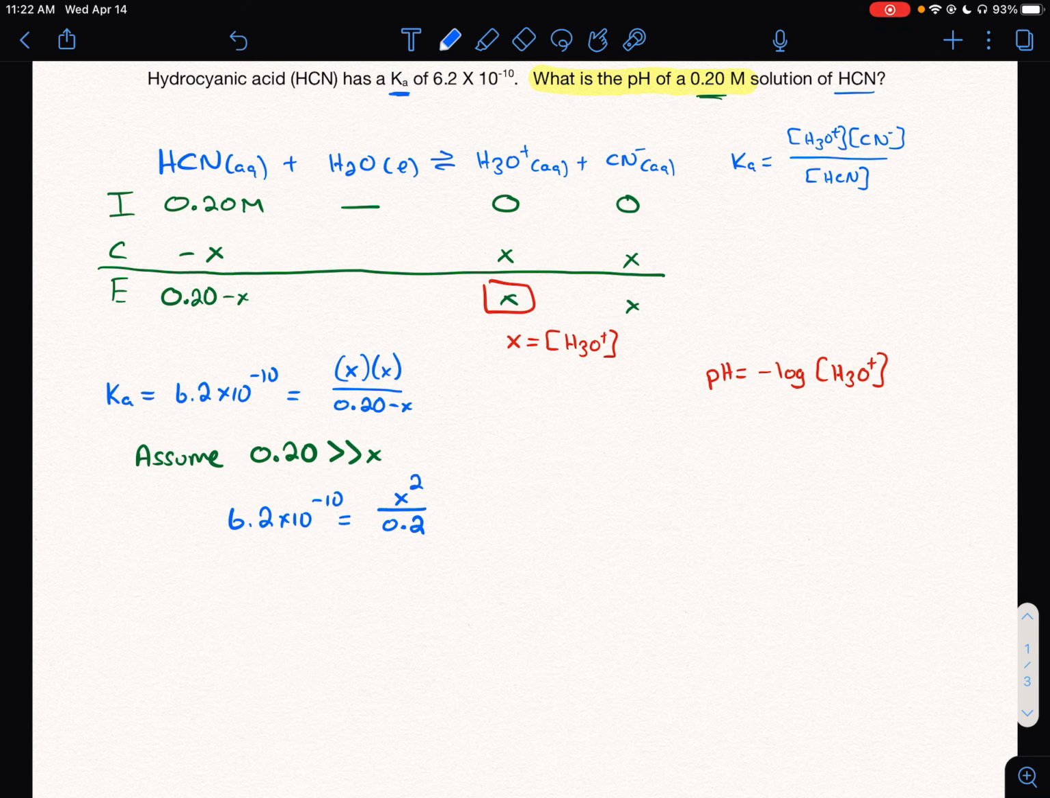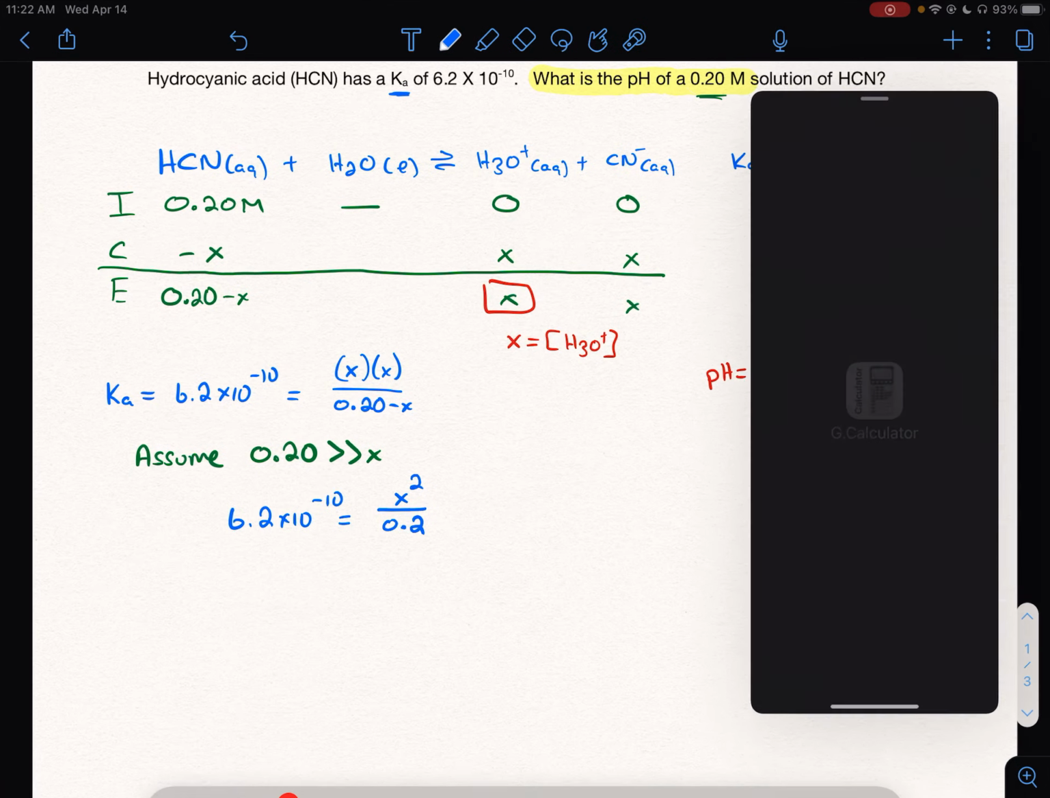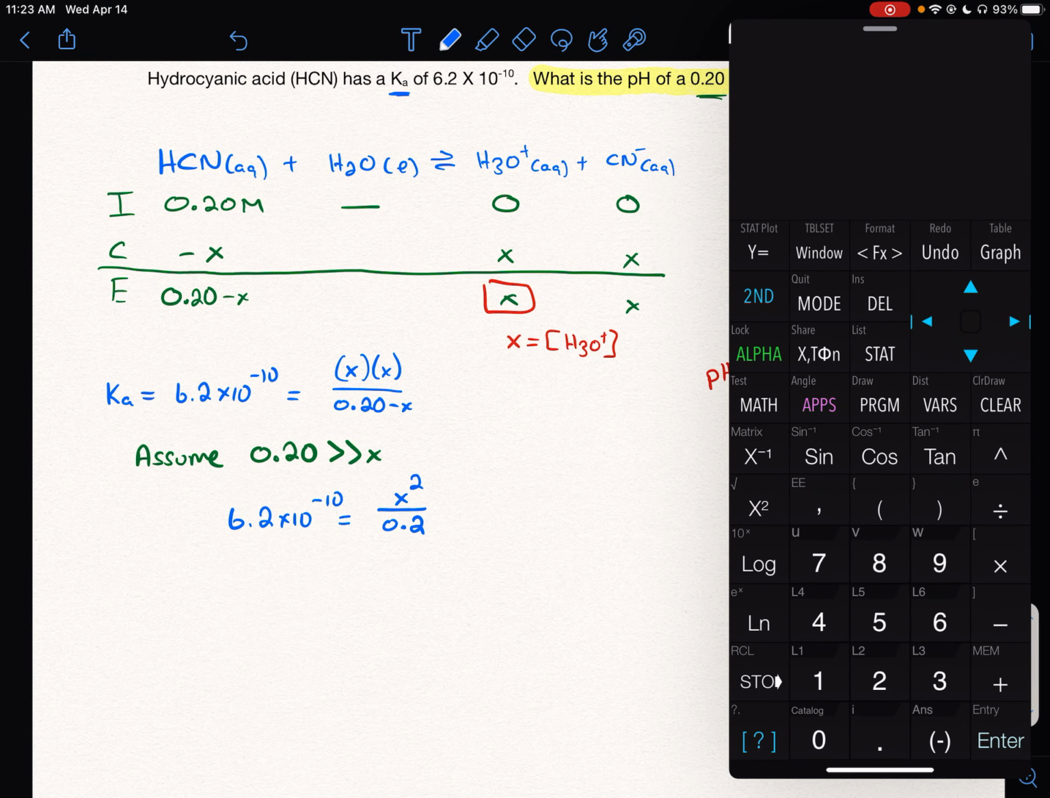And now we can go ahead and solve for X. So let's pull up our calculator. We're going to multiply 0.2 to the other side. So 6.2 times 10 to the minus 10th times 0.2 equals 1.24 times 10 to the negative 10th. Now we have to take the square root of that. So I'm going to take the square root of our answer we just got, and we see that X is going to be 1.11 times 10 to the minus 5th.